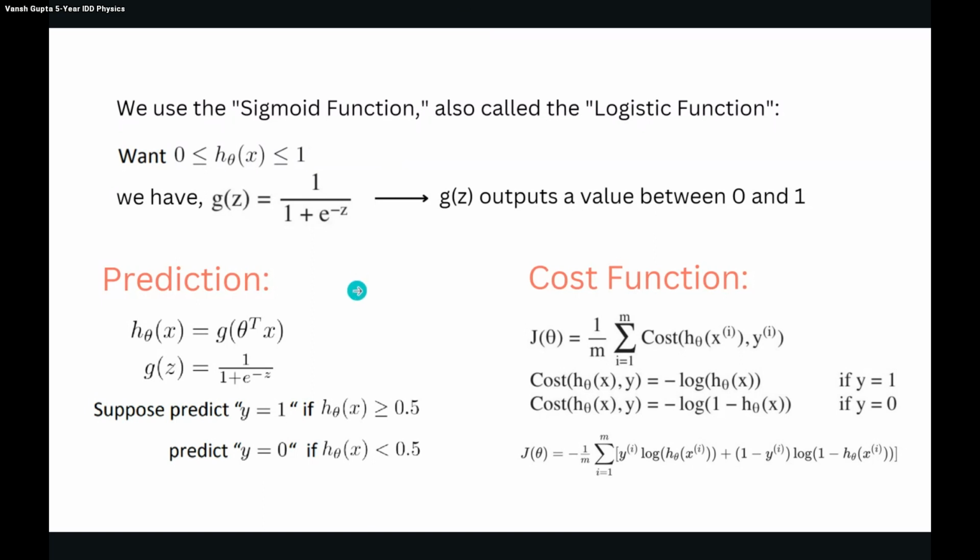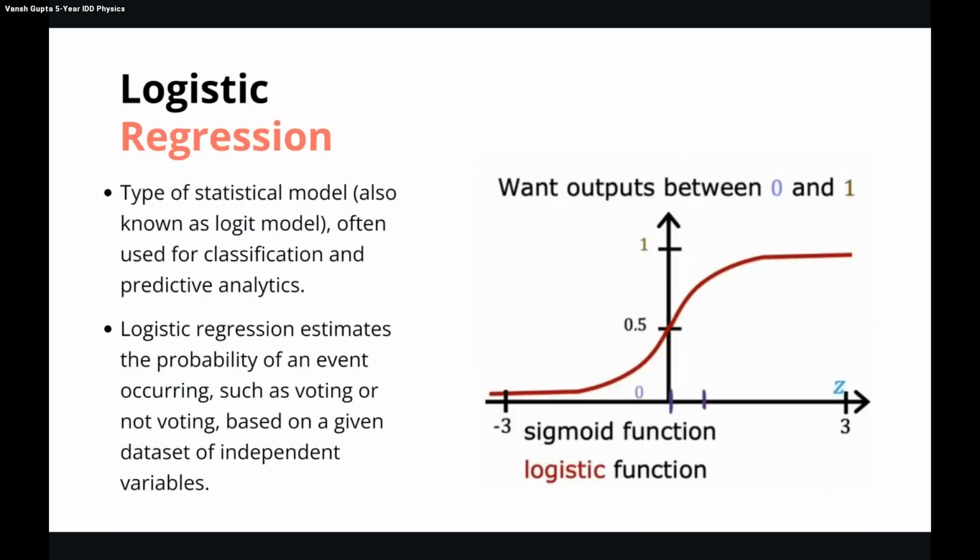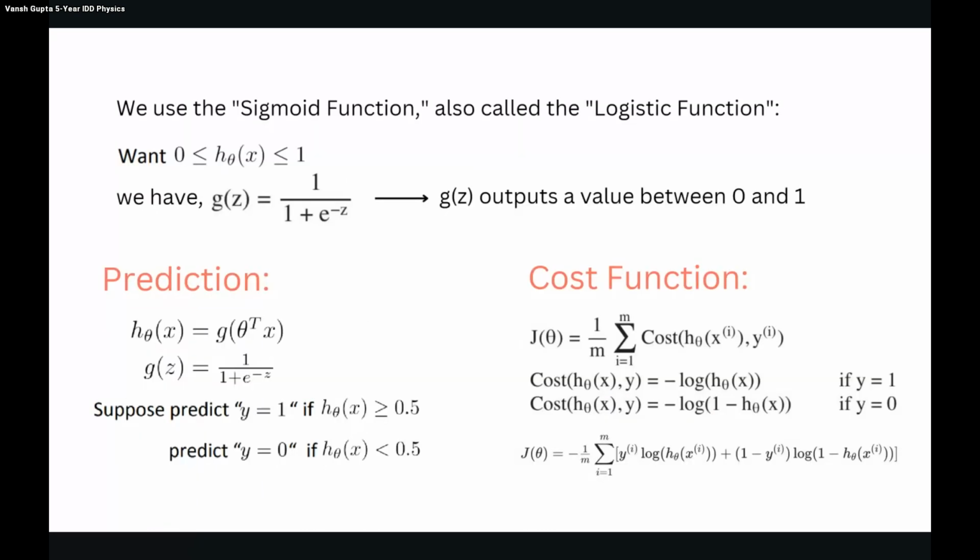So when we give something to our function, it will predict some values between 0 and 1. If our predicted value is greater than 0.5, as you can see in the graph, we will predict it as 1. If it is less than 0.5, then we will predict it as 0. So this is our goal: to get as close to 1 and 0 as possible, but any value greater than 0.5 we predict as 1, and less than 0.5 we predict as 0.